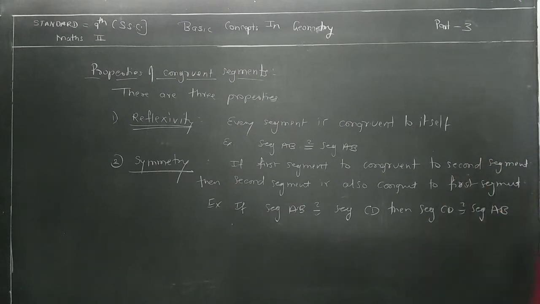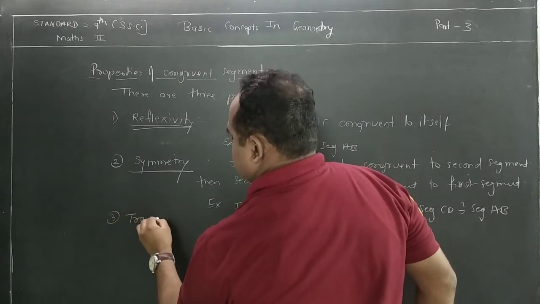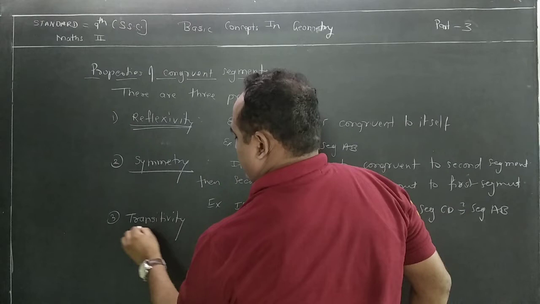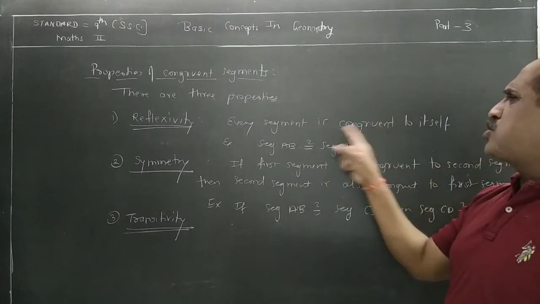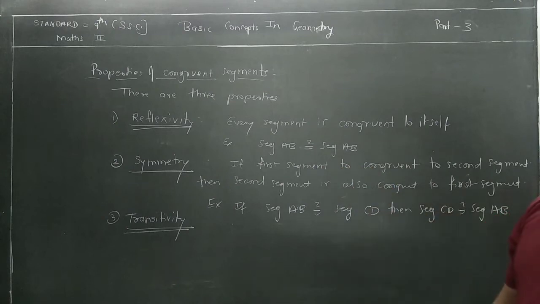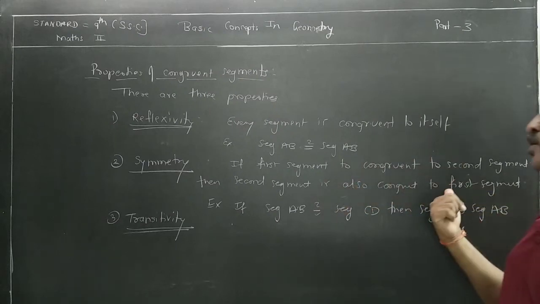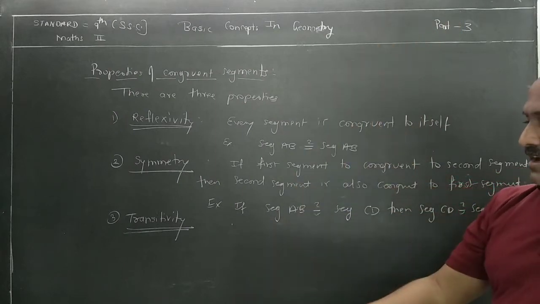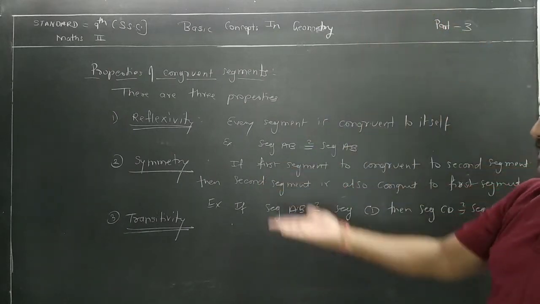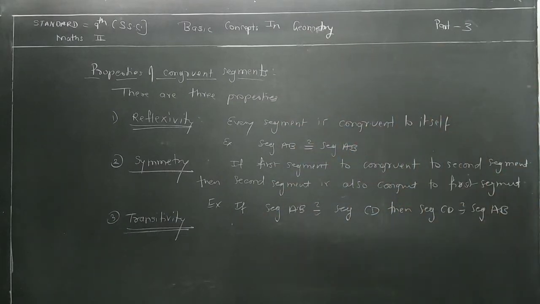Now the third property we are going to study is called transitivity. What do you think of transitivity? It is simple. Reflexivity: every segment is congruent to itself. Symmetry: if the first segment is congruent to the second, then the second is congruent to the first. Transitivity: the first is congruent to the second, the second is congruent to the third, then the first is congruent to the third.